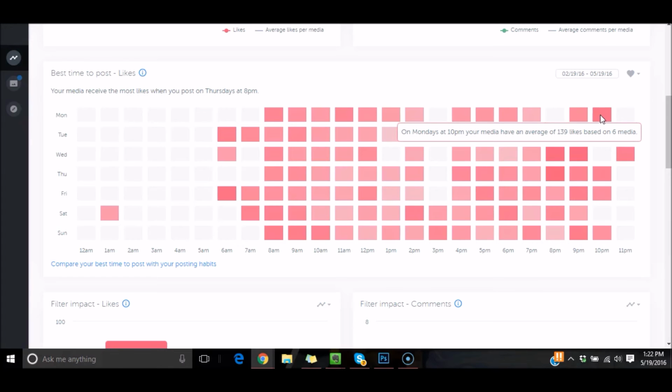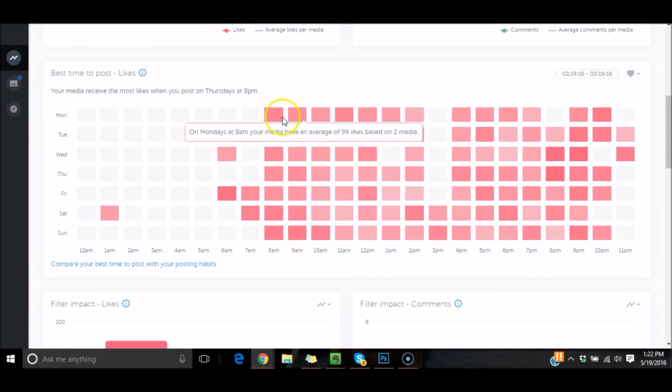All right, so my second darkest looks like it's right here. And I'm right, because out of 9, it looks like 8 a.m. is my best time to post. And then my third looks like this one, which is saying 116 from one media, which is not great because they're only measuring one media, but it's okay. Remember, this is not going to be exact. This is just going to give you an idea.